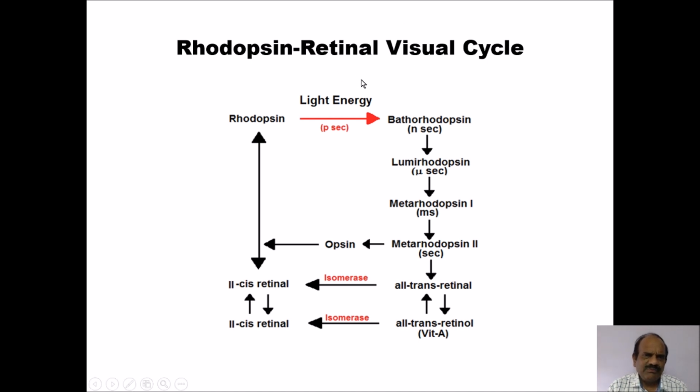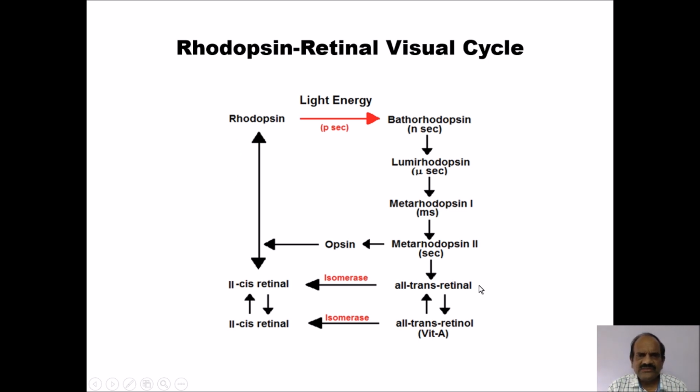Further, as I have just mentioned, it is converted to beta-rhodopsin, then to lumi-rhodopsin. Further, it is converted to meta-rhodopsin, and there are two types of meta-rhodopsin: meta-rhodopsin 1 and meta-rhodopsin 2. As we have just mentioned, a separate opsin is formed, and the all-trans retinal form is converted to the 11-cis retinal form, and it combines with opsin once again to form rhodopsin.